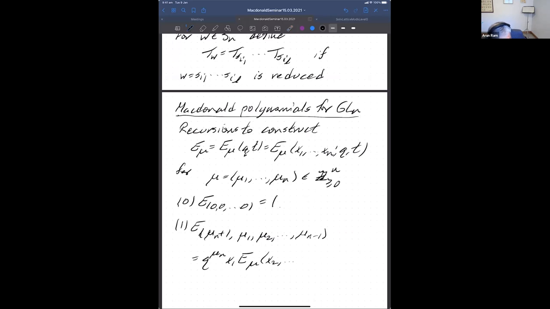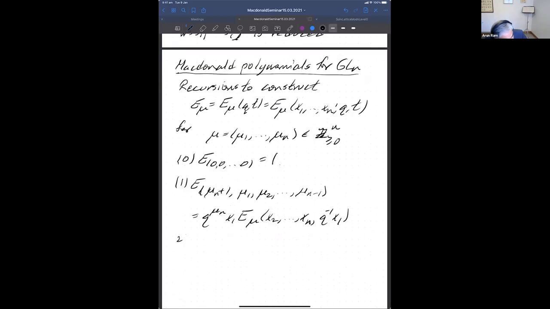X2 up to xn, I do a cyclic permutation. X1 gets replaced by x2, x2 gets replaced by x3, xn minus one gets replaced by xn, and xn gets replaced by q inverse x1. All right, so this is the operator which will add one box. And then I have an operator which allows me to switch the ith and the I plus first position in mu.